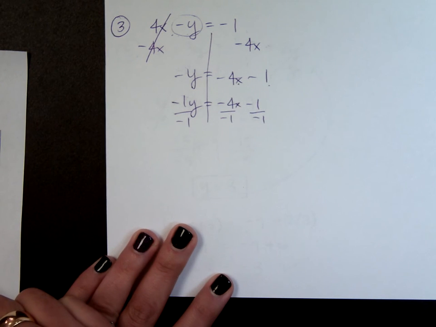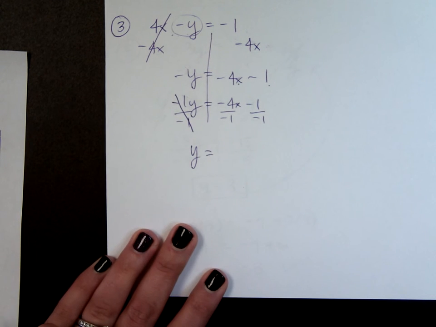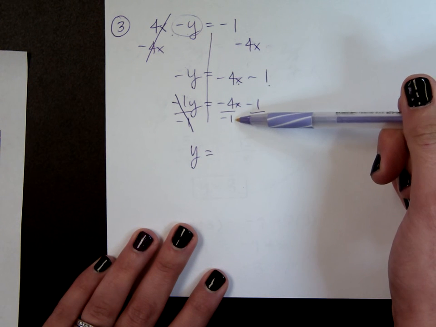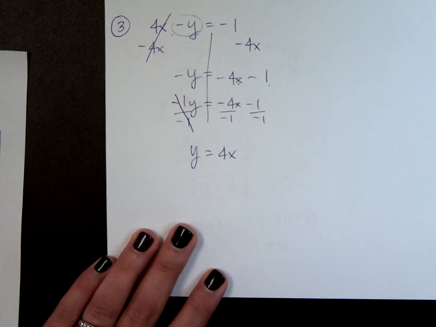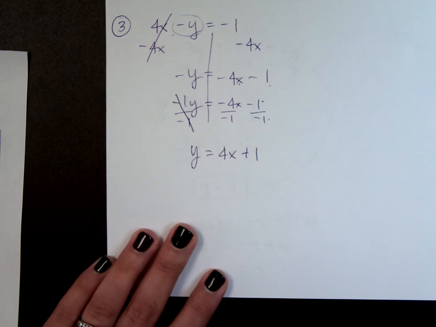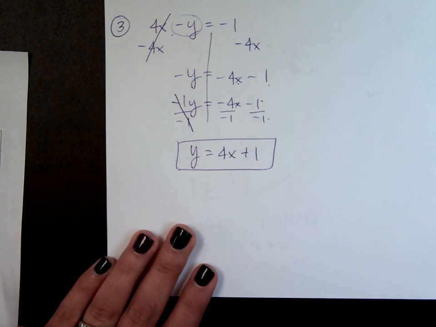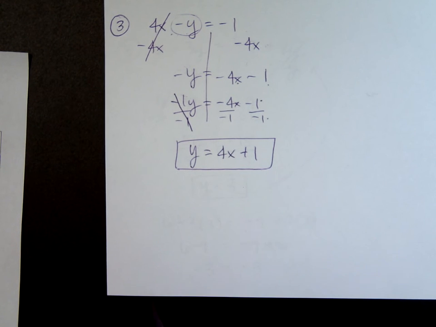Every single thing has to be divided by negative 1. So they cancel here, leaving me with the positive y that I want. Negative 4x divided by negative 1, or negative 4 divided by negative 1, is positive 4x. And negative 1 divided by negative 1 is positive 1. And that's it. And then I would be able to graph it. I'd be able to graph my y-intercept of 1 and my slope of 4.